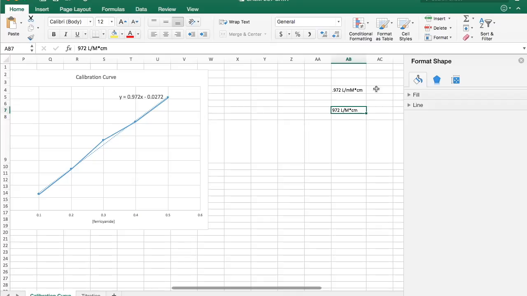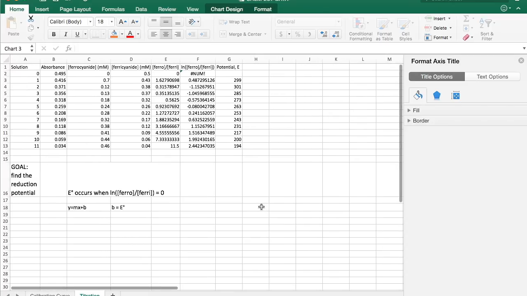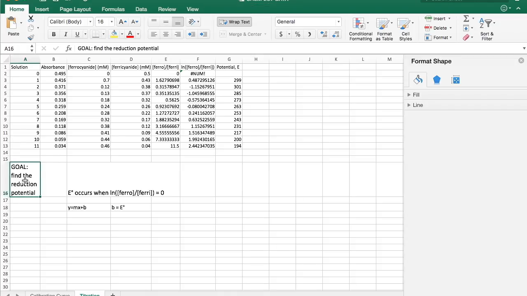Wow, way to go. Okay, moving on to titration, in which ferricyanide solution and ascorbic acid were combined in several proportions. Both the electric potential and UV-Vis data were taken. The goal now is to find the also all-important reduction potential, and we know that the reduction potential occurs when the natural log of the ratio of ferrocyanide over ferricyanide is equal to 0.